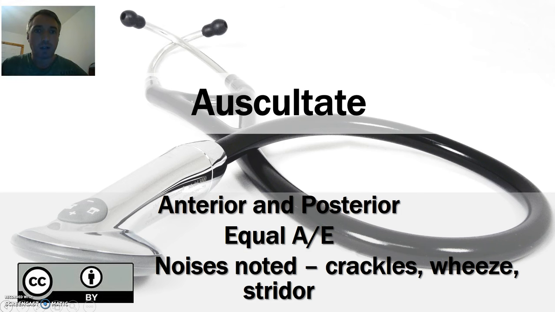Another good skill to do is to auscultate. We auscultate several aspects, both anterior and posterior, and we keep it nice and simple initially. Is there nice equal air entry? Then we try to note what noises we can hear. This is a skill that can be fine-tuned and constantly improved on.